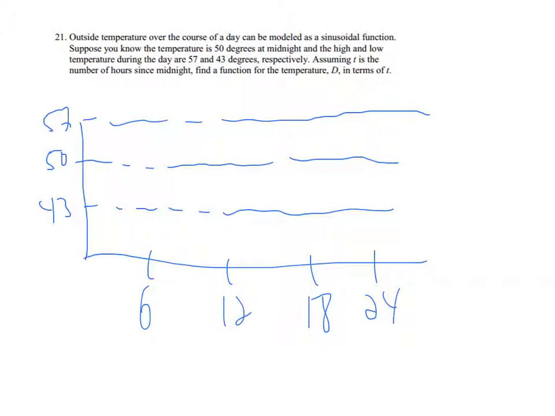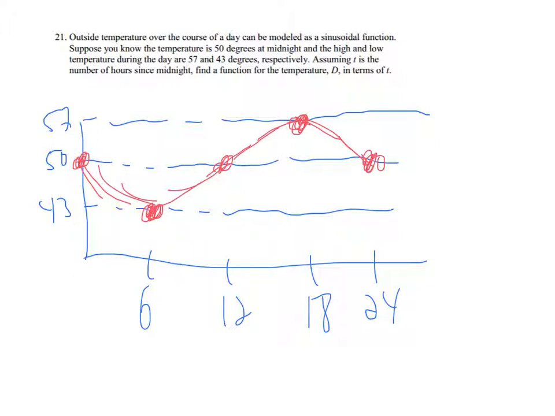Let's see. So we know that the temperature is 50 degrees and it starts at midnight. 50 degrees at midnight, and then it starts cooling off till the low at 6. Then it starts warming up. Hottest at 6 in the afternoon, back down to the average at midnight. All right, so I'm seeing not a reflected cosine graph this time. I'm seeing a reflected sine graph because it starts at the midline and then goes down.